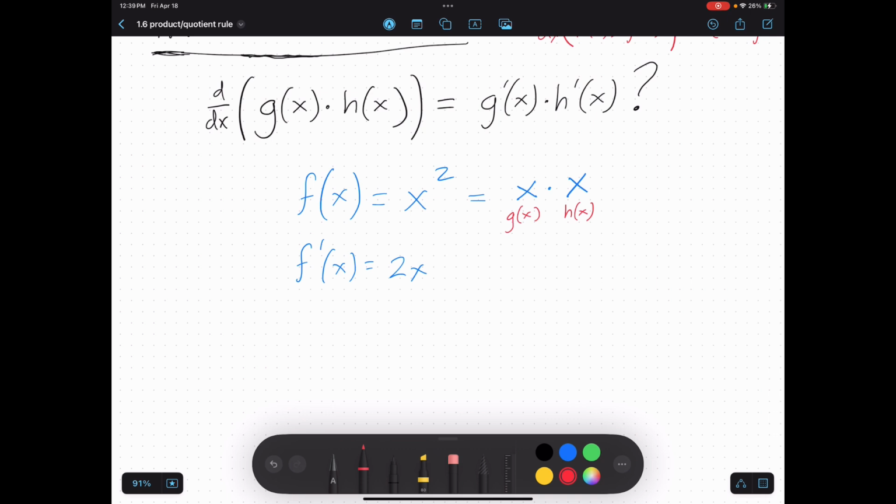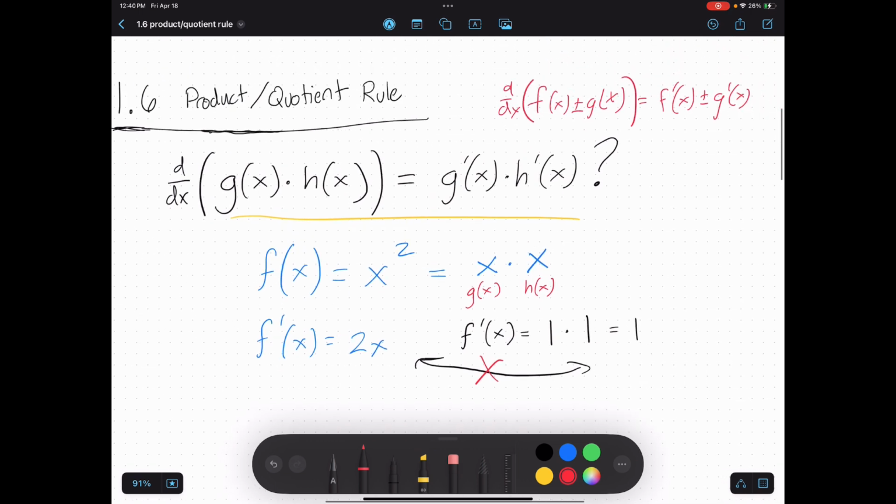So try using this rule up here. If we try using this rule, then according to this rule, what would my derivative be? My derivative would be the derivative of x times the derivative of x. Well, what's the derivative of x? The derivative of x is 1, times the derivative of x, which is 1. And of course, that doesn't match. Those two things are not equal. So therefore, multiplication is going to work much differently than addition and subtraction did. This rule that we just tried does not work. I can't just take the derivative of each of them separately and then multiply.